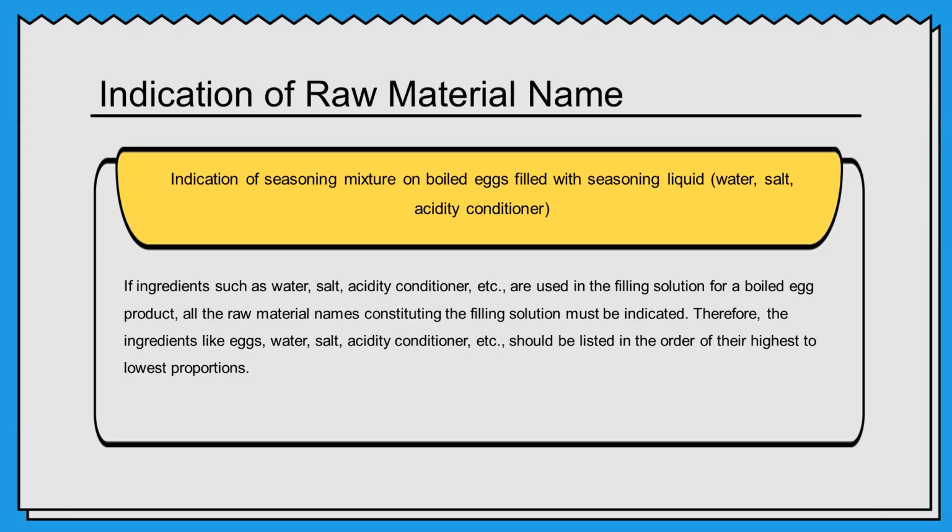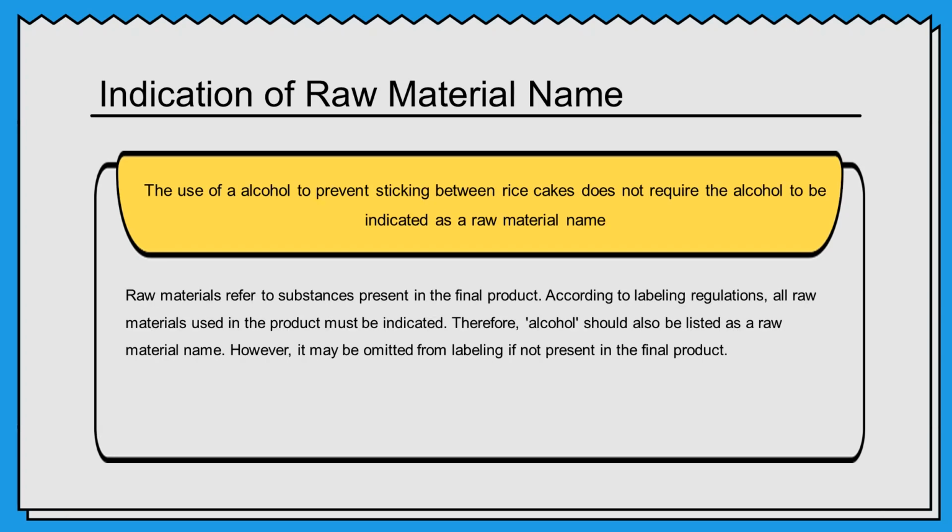This is about indication of raw material name. Raw materials refer to substances present in the final product. According to labeling regulations, all raw materials used in the product must be indicated. Therefore, all raw material names that constitute the filling solution, such as water, salt, acidity conditioner, etc., need to be listed. For alcohol as well, they should be listed as raw material names. However, if alcohol is removed through processes such as evaporation, they may not need to be listed.